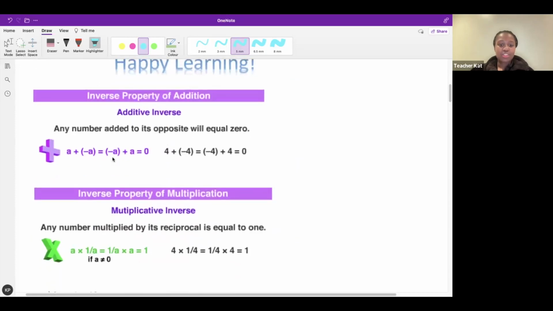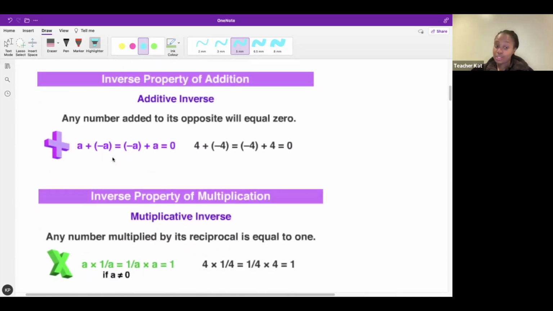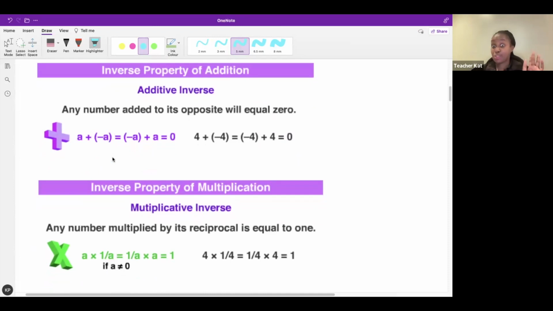Right? So I'm just going to start. I know you guys know what these are because we've been using them for weeks. But I'm just going to start with some definitions, okay? So additive inverse is the opposite, right? We have been doing this for weeks.